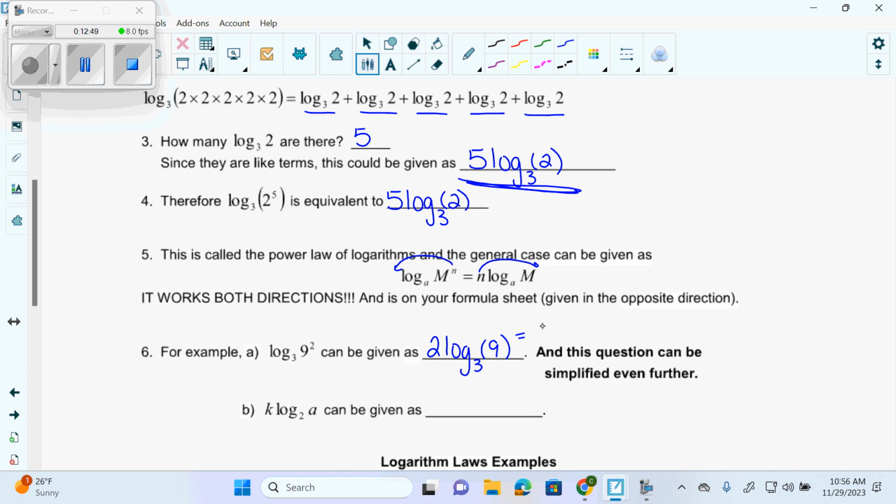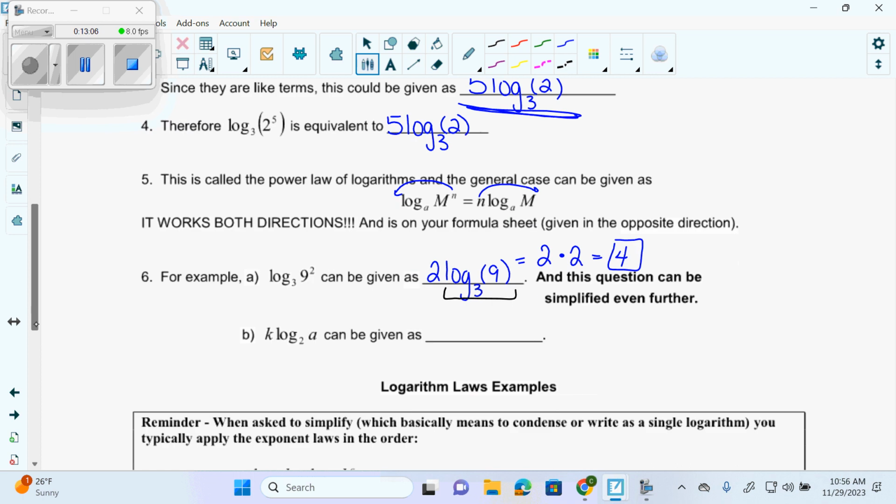This is 2 log base 3 of 9. Well, that's equivalent to 2 times what? What is log base 3 of 9 equal to? 2, because 3 to what power is 9, right? So it'd be 2 times 2, which is 4. Then for this one, if I have the k in front, I could bring it up here. So I could write it as log base 2 of a to the k.